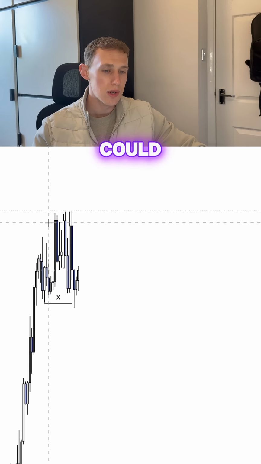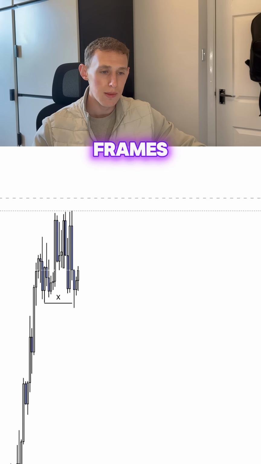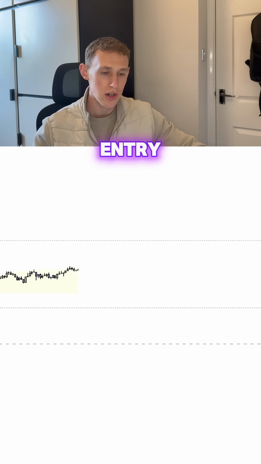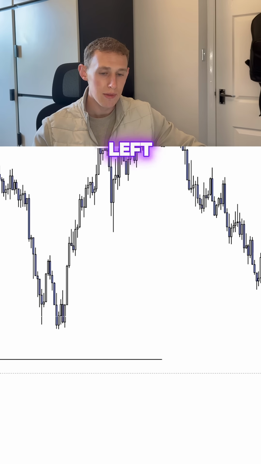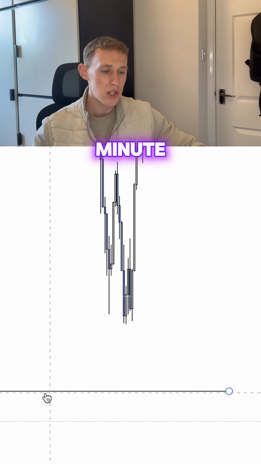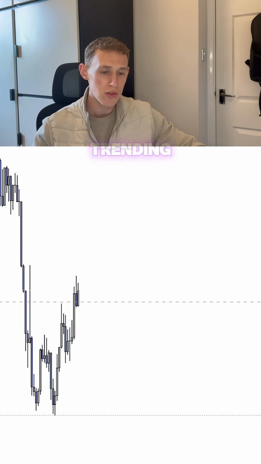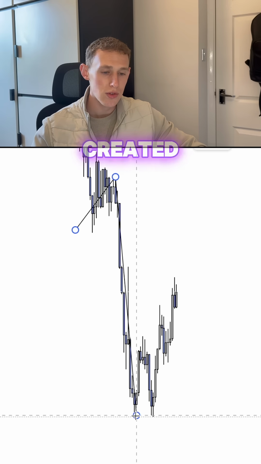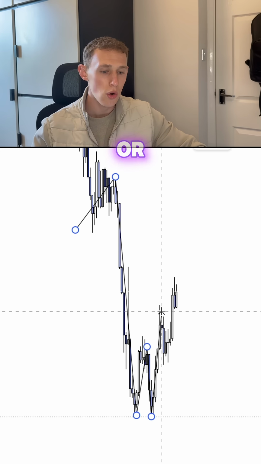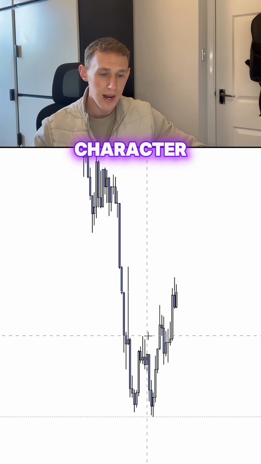So this is when we could typically go down to the lower time frames and look to get our entry. And this is a very accurate way of entering the market. Notice how once this liquidity to the left is swept, on the 5-minute chart for instance, we go from this downtrending structure into this bullish structure when price created a higher high here, or as you guys might know it, a change of character.